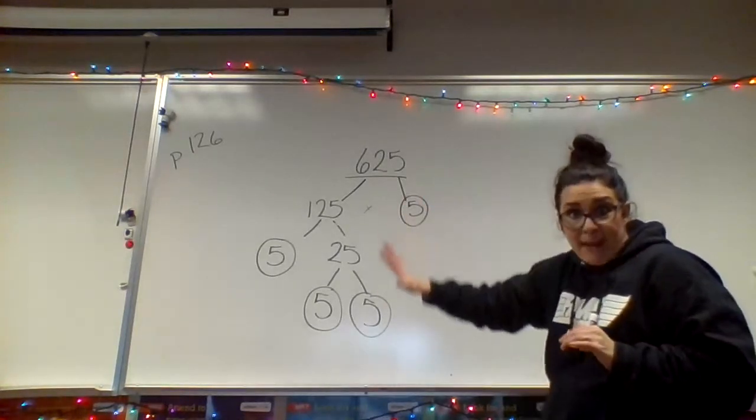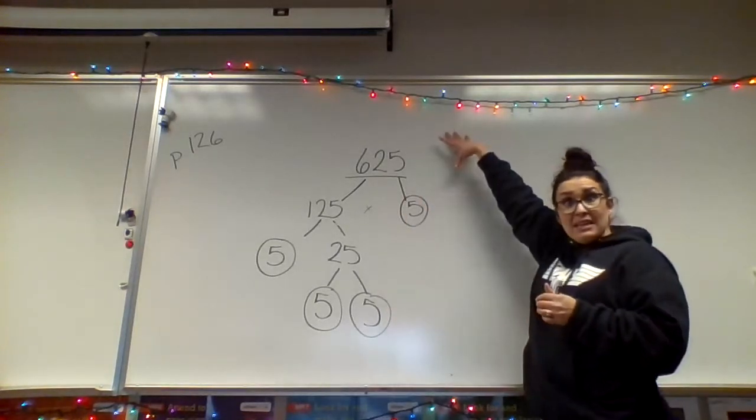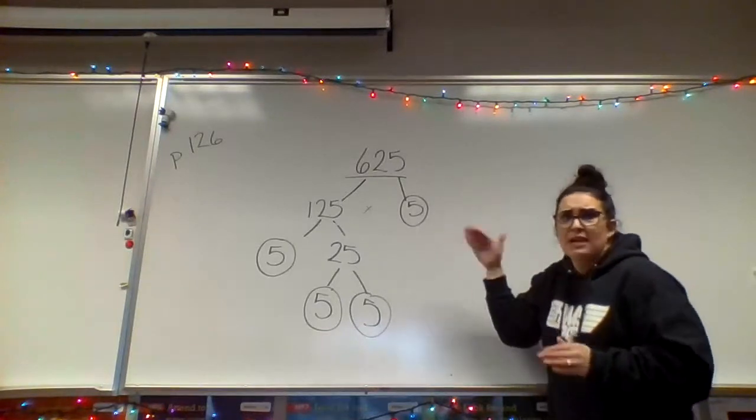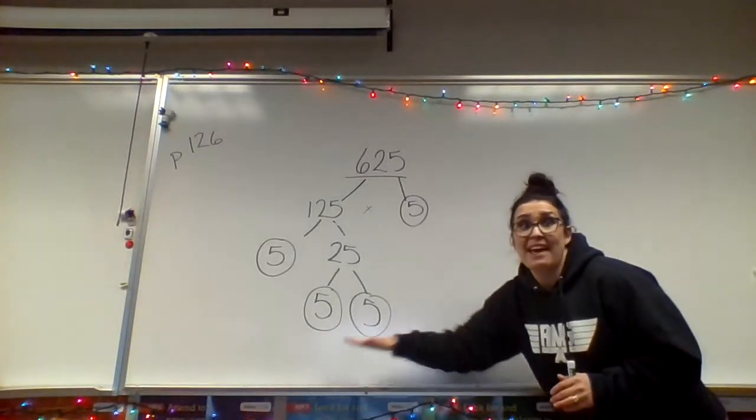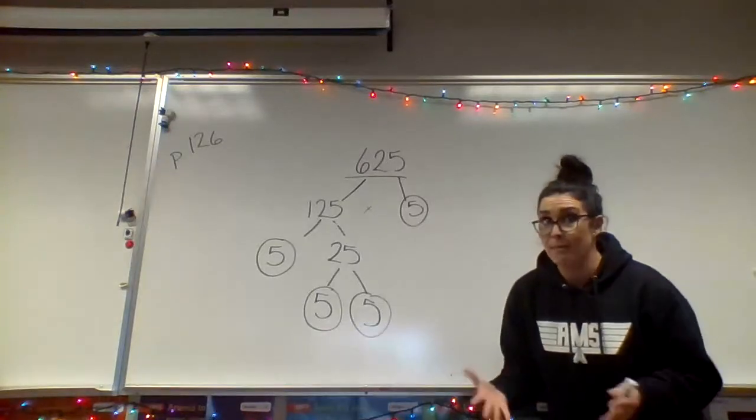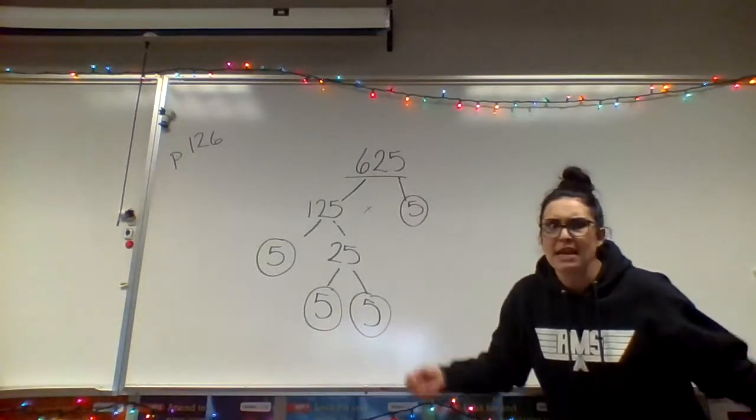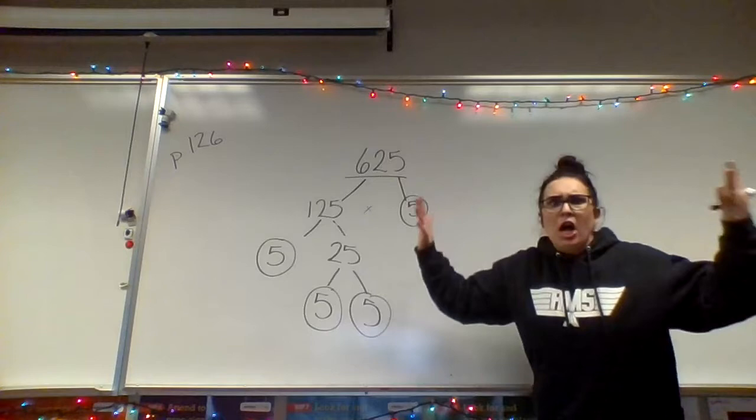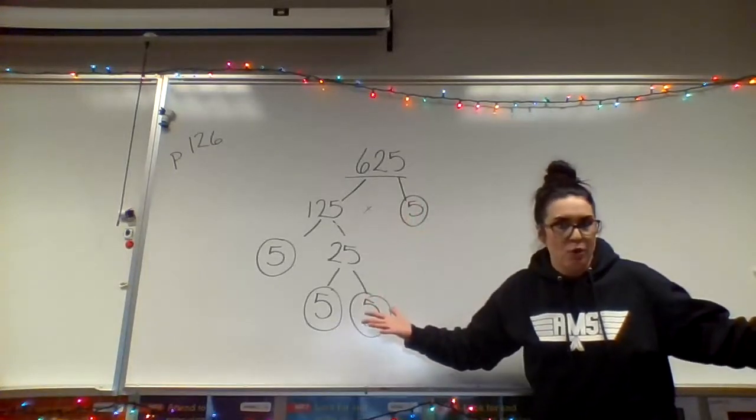So prime factorization: we start with a composite number, we break it down, break it down, break it down as far as we can until we can get everything in its prime form, right? The prime building blocks to a bigger composite number, if you will, my friends.